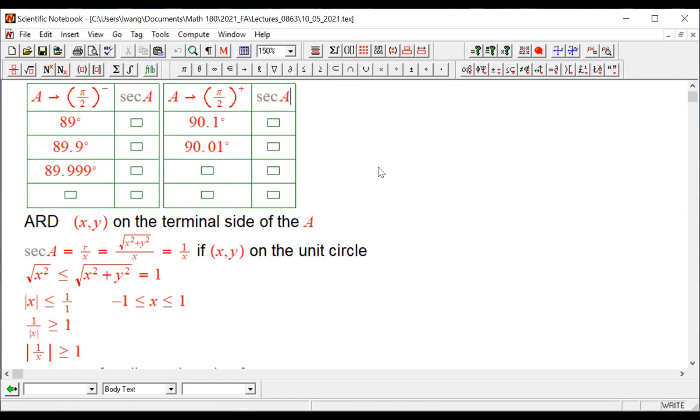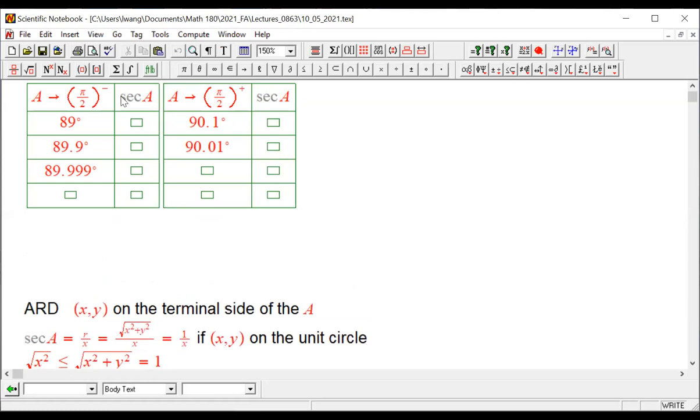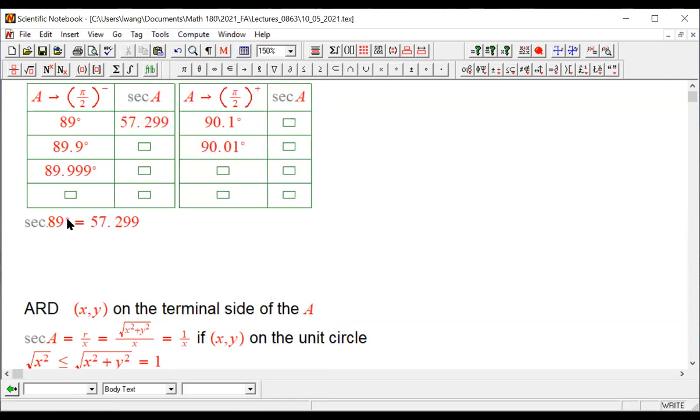Do you think you can do the first two and then I can do the rest? Like do the 89 and then do the 90.1. Okay, so what will be secant? For example, if I do it, let me see if my software does this. So if I do secant of 89 degrees, I don't know if the software will do it. It does, right? So it gives me this number.